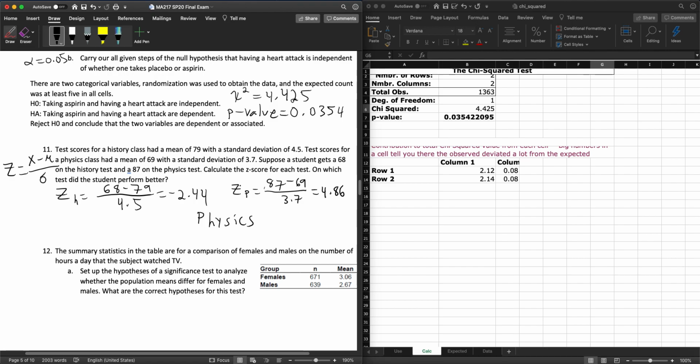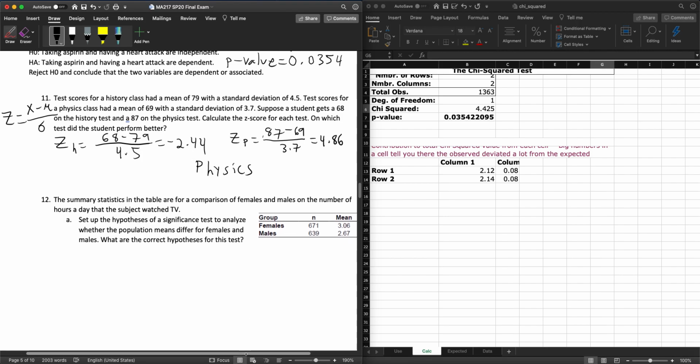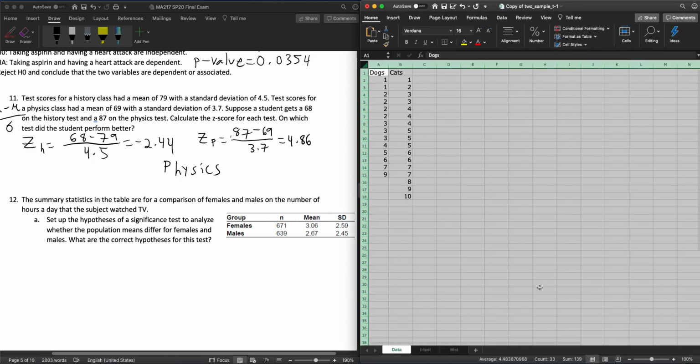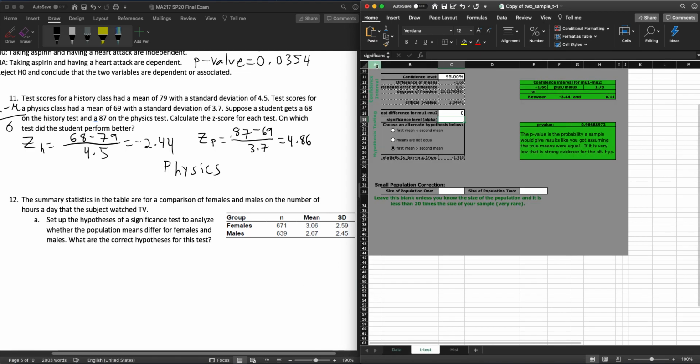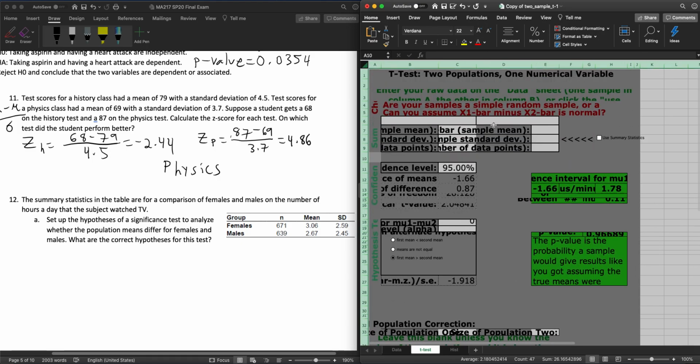For question number 12. And let me just quickly move this over a little bit so we could see more of this table. And I need a new template for this. We have here, as I go to make this bigger, that the summary statistics in the table are for a comparison of females and males on the number of hours a day that the subject watched TV. And that's this table here.